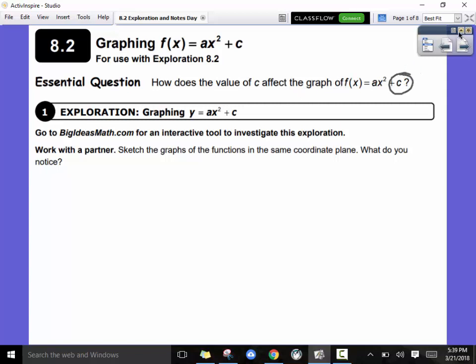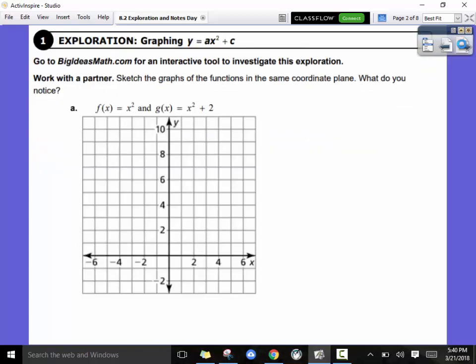So for example, if we have the equation that's being graphed like y equals 4x squared plus 7, this is the value of C, that number that's a constant without a variable. So jumping ahead, you're going to want to find this. It's in 8.2, and it says you are going to sketch the graphs of functions in the same coordinate plane.